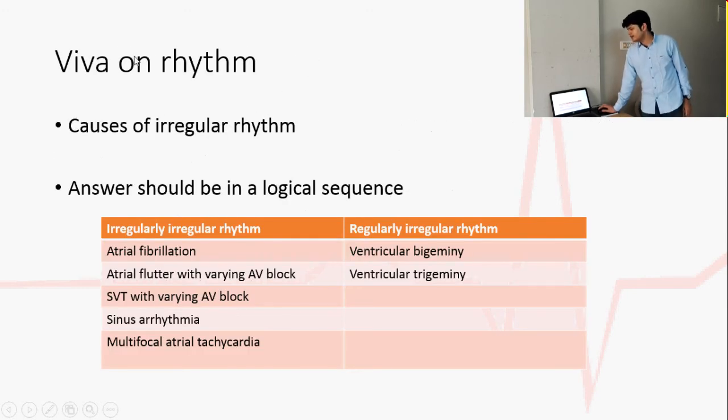Now this is one viva which they commonly ask in your exam. What are the causes of irregular rhythm? Your answer should always be in a logical sequence. Don't just say atrial fibrillation and stop your answer. Divide your rhythm. The irregular rhythm can be either irregularly irregular or regularly irregular.